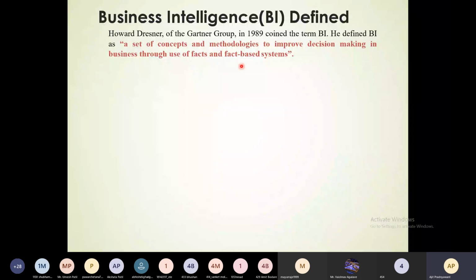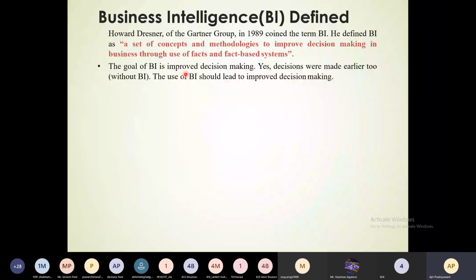So how is BI defined? It is a set of concepts as well as methodologies to improve decision making in business through use of facts and fact-based systems. The goal of BI is to improve decision making. Yes, decisions were made earlier too without BI. The use of BI should lead to improved decision making. Previously, there was no BI, and at that time also decisions were taken. But with the help of BI, much improved decisions will be taken.